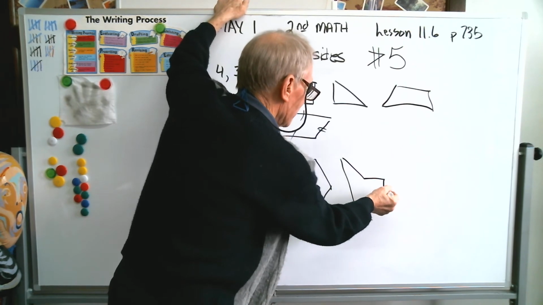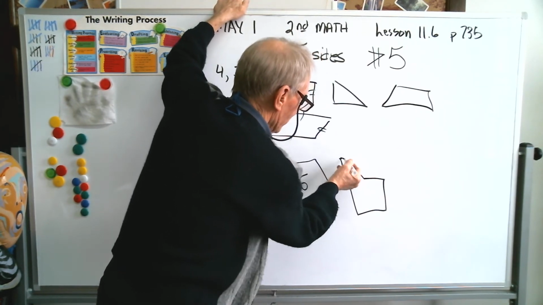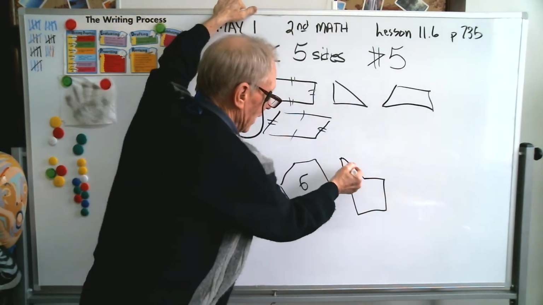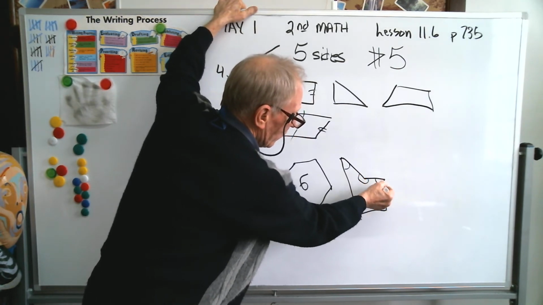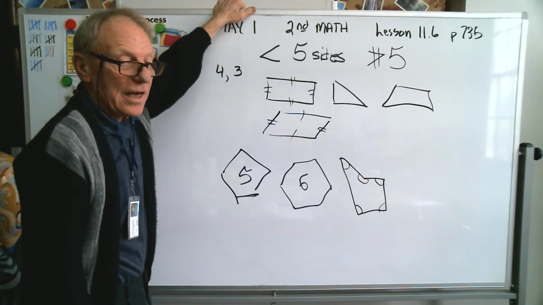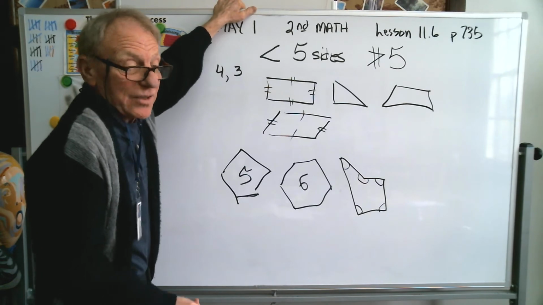And if we decided to go as far as making just a weird shape, we could. 1, 2, 3, 4, 5. That has 5 sides, and it has 1 angle, 2 angles, 3 angles, 4 angles, 5 angles. So it has 5 sides. It would be called a pentagon because it's 5-sided.